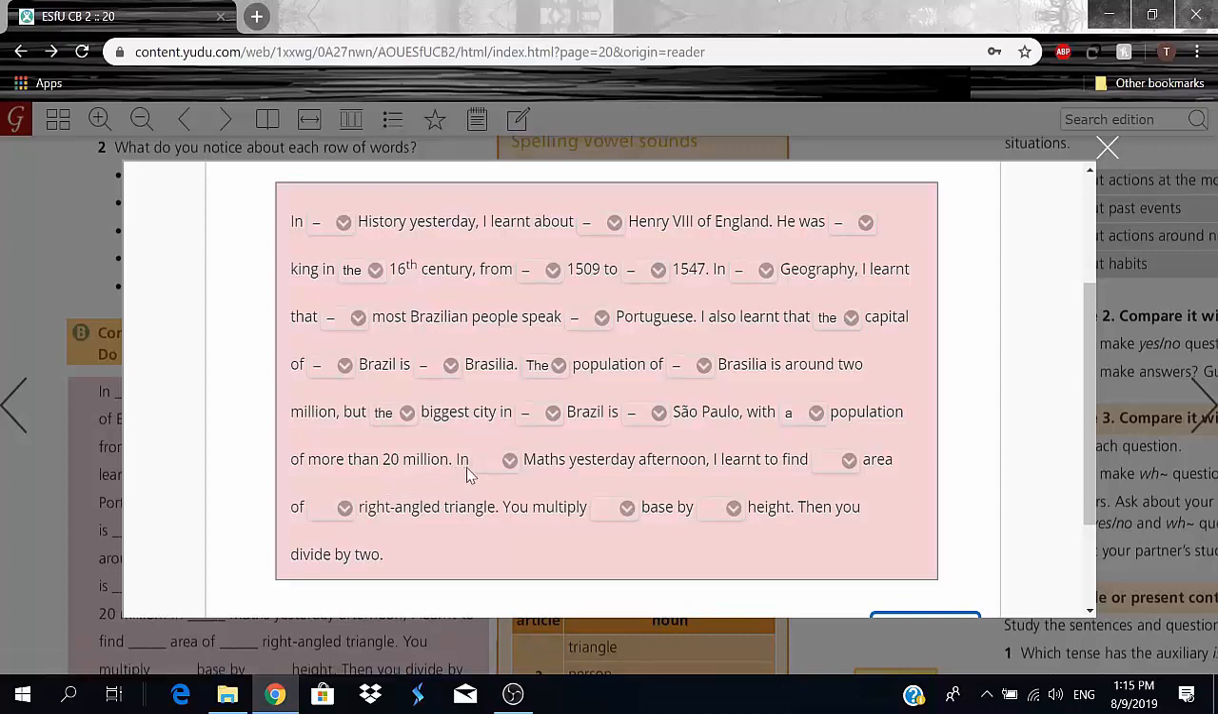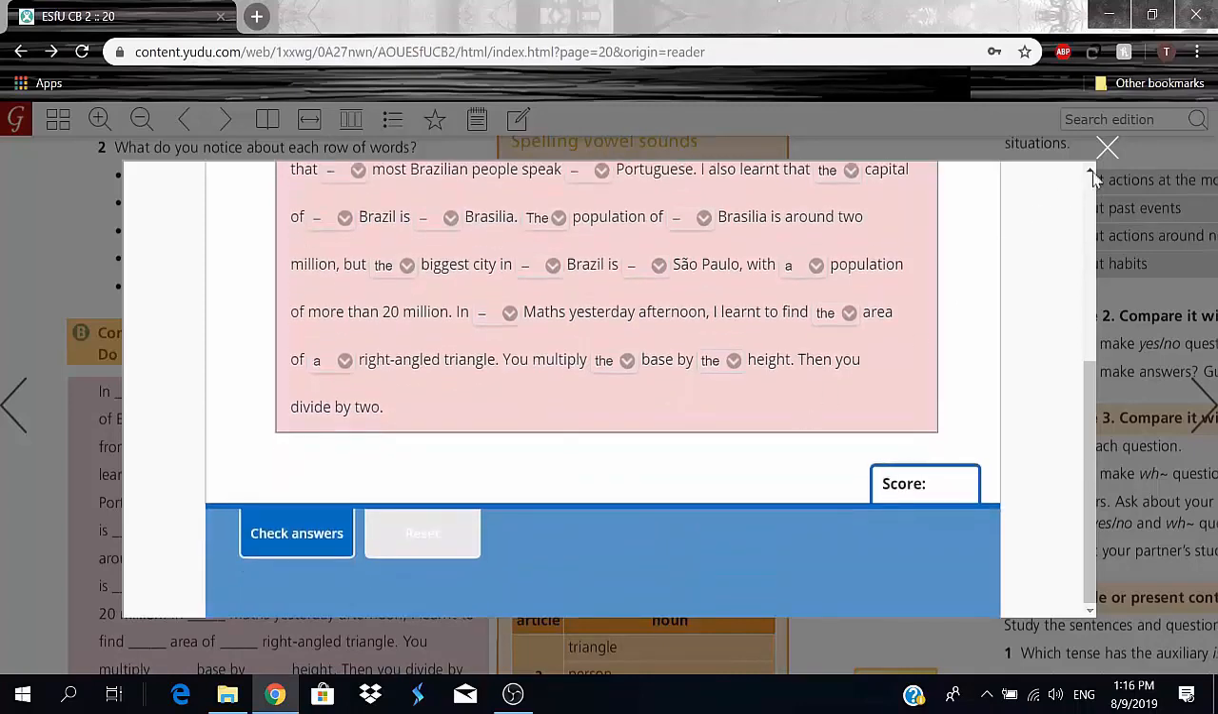Okay? In math yesterday afternoon, so nope, nothing. In math yesterday afternoon, I learned to find the area of a right-angled triangle. Okay? You multiply the base by the height, then you divide by 2. Alright, you guys? Pretty simple stuff. Let's move on.